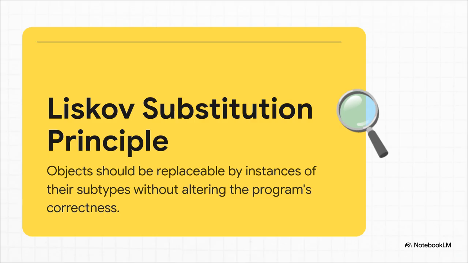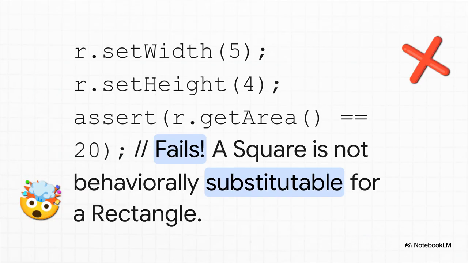The classic way to put it is, if it looks like a duck and quacks like a duck, you should be able to treat it like a duck without any nasty surprises. Now, this is the textbook example of where LSP gets violated.